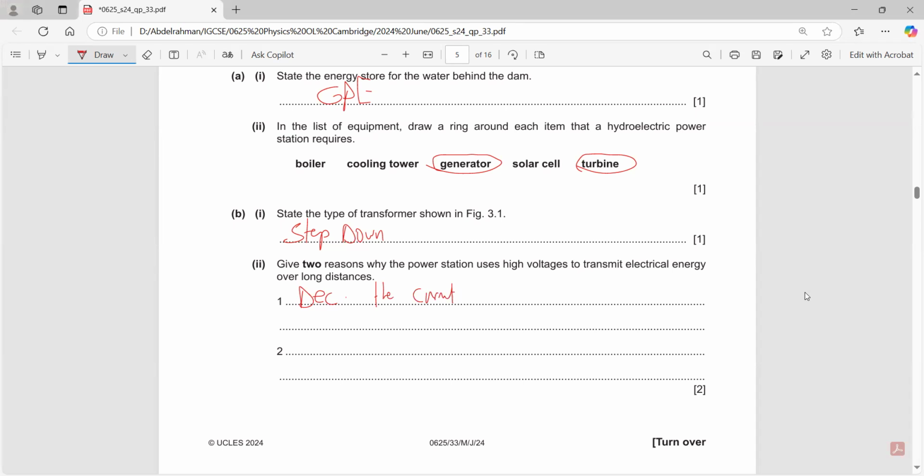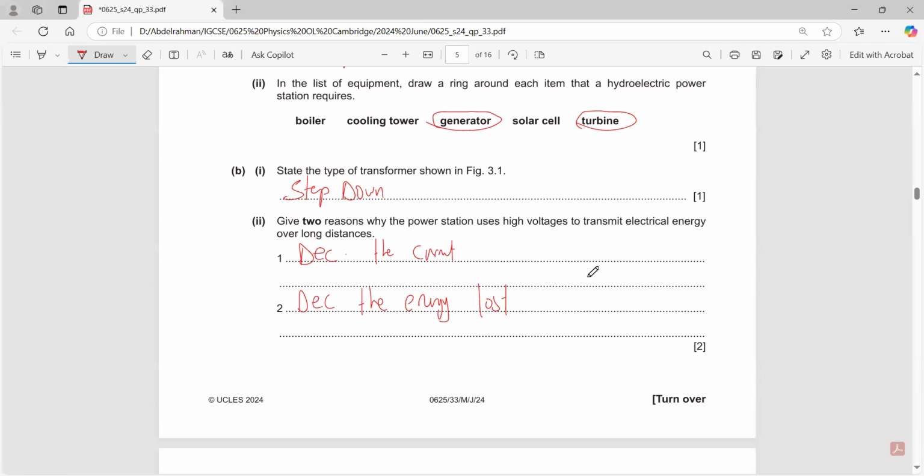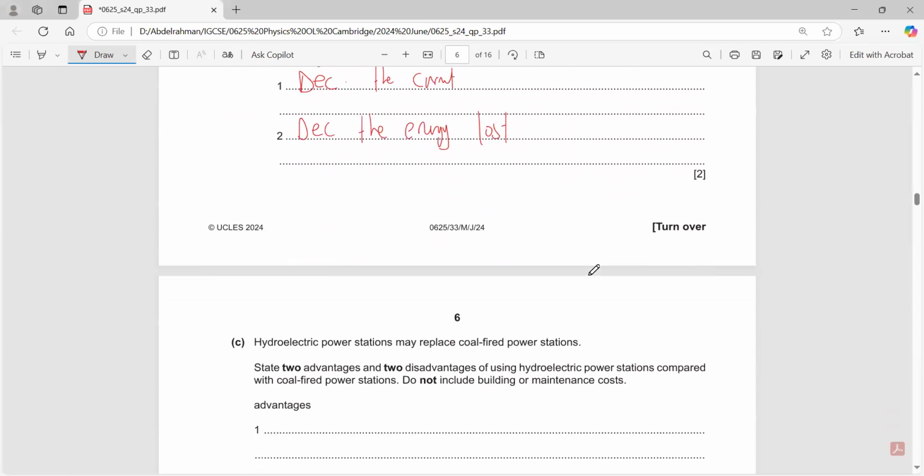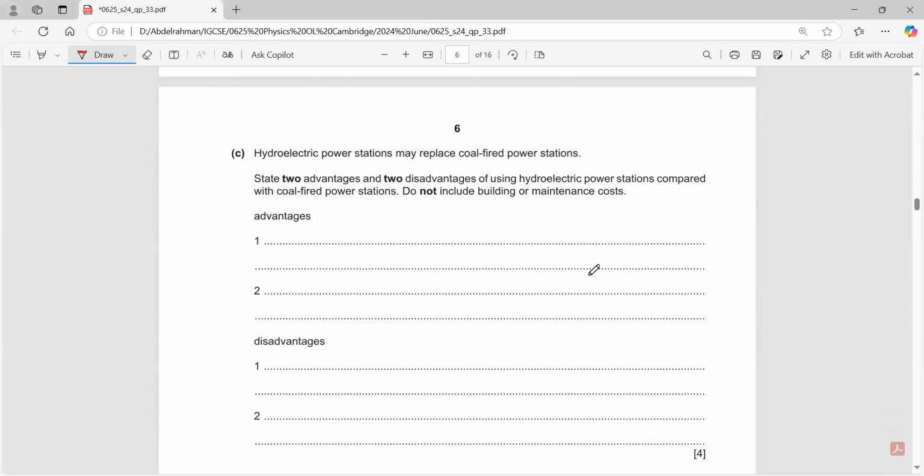When you decrease the current, you actually reduce the energy lost. You can also say decreasing the power lost due to heating effect. You can also say that we can use thinner lines. They are all correct answers. More energy produced? No, that is wrong.